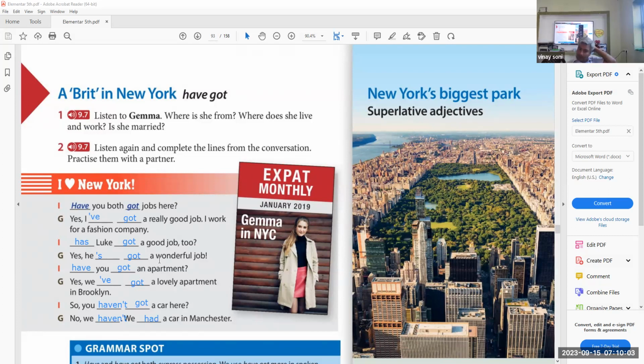"Have you got an apartment?" "Yes, we have got a lovely apartment in Brooklyn. We've got a lovely apartment." "So you haven't got a car here." "No, we had a car in Manchester." Now you guys are the interviewers. I'm Gemma. Go ahead.